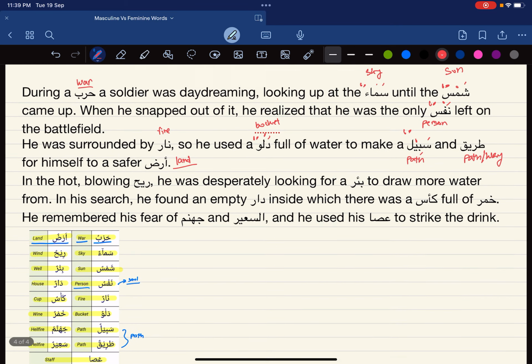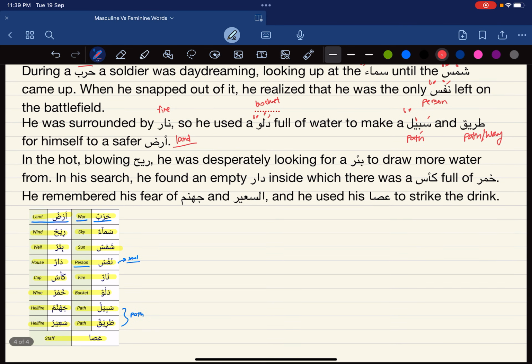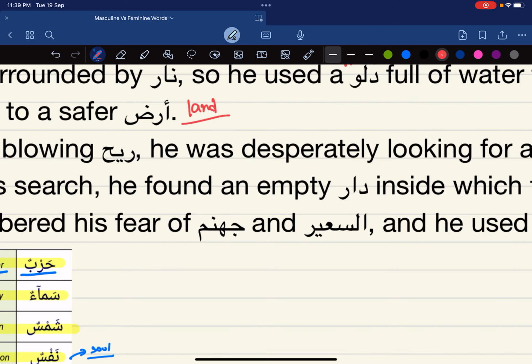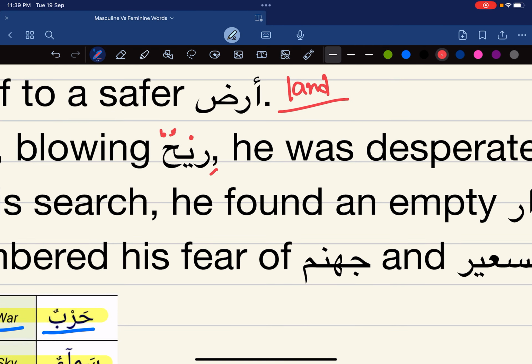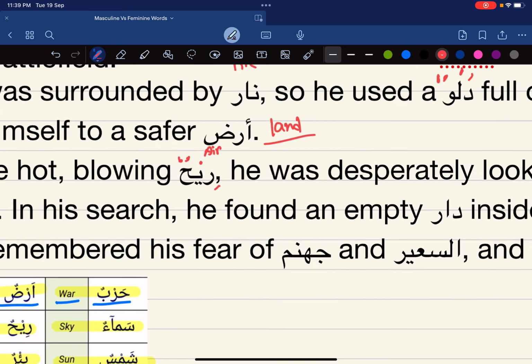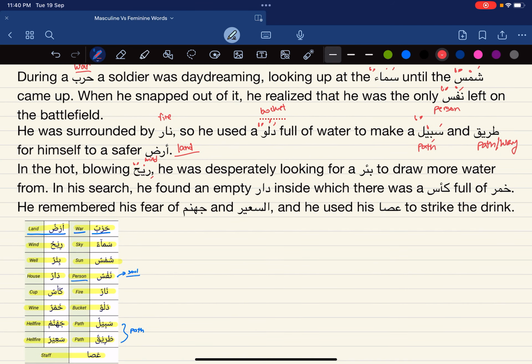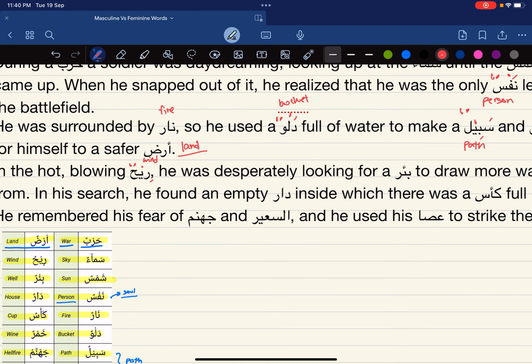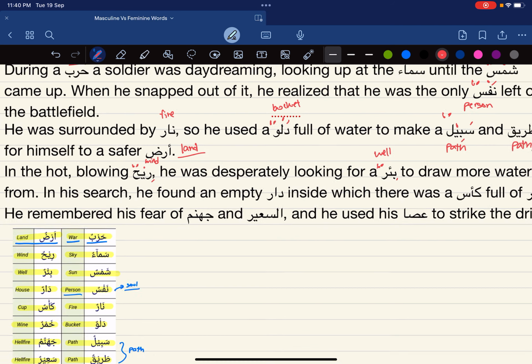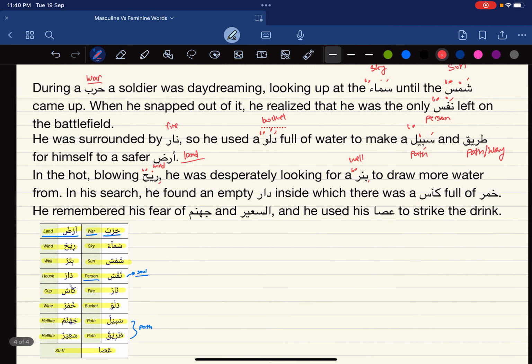In the hot blowing rihun, wind, not air actually, wind. He was desperately looking for a bi'run, well, to draw more water from.